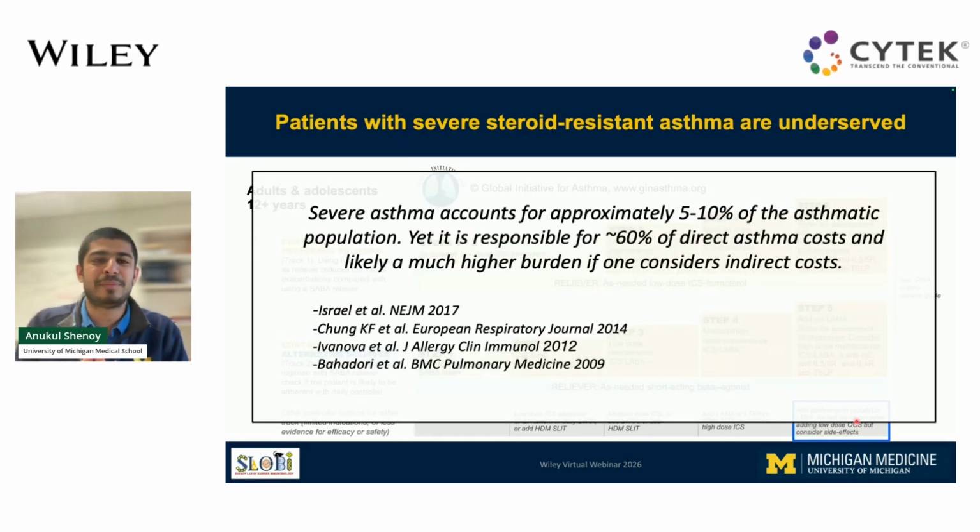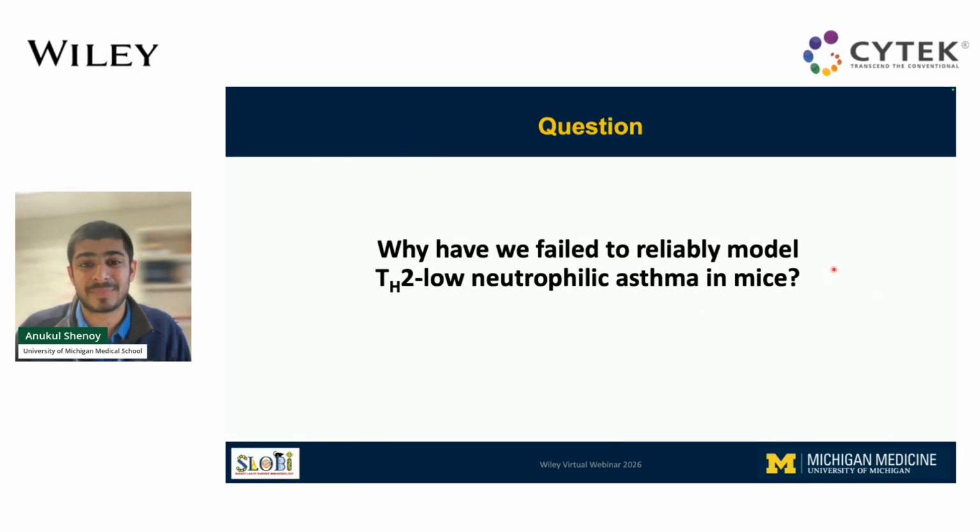So many papers have ended up highlighting the fact that severe asthma, although it accounts for only 5 to 10% of the asthmatic population, the patients that suffer from that disease are paying for 60% of the asthma-related costs. So clearly there is some need to come up with a better model for this disease so that we can actually begin identifying some targets for therapy.